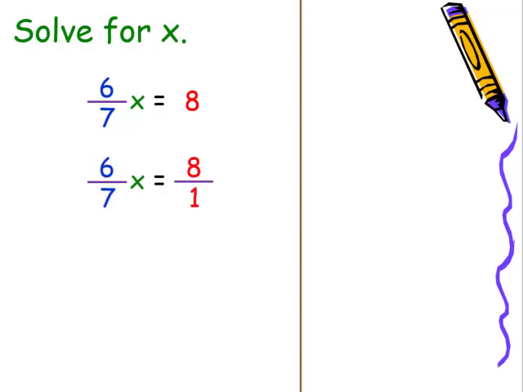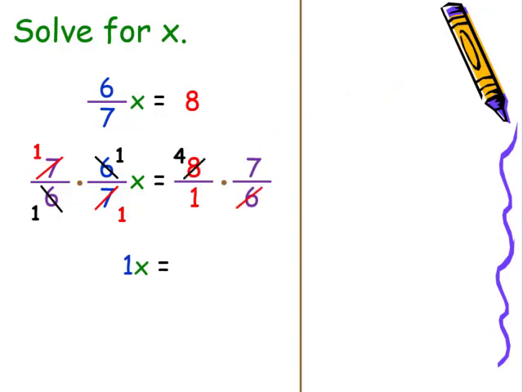We will first rewrite it as 6/7 x is equal to 8 over 1. We will multiply both sides by the reciprocal of 6/7, which is 7 over 6. Anytime we multiply a number by its reciprocal, the product is always 1. We can see that the 7s will cancel, as well as the 6s, leaving us with 1x. On the right-hand side, both 8 and 6 are divisible by 2, 4 times and 3 times.